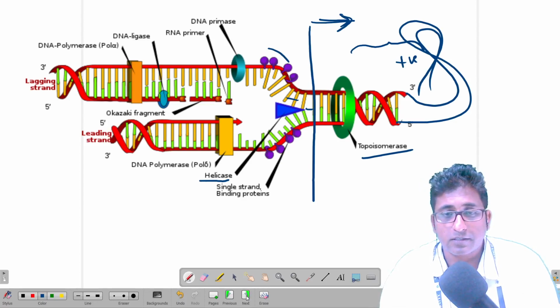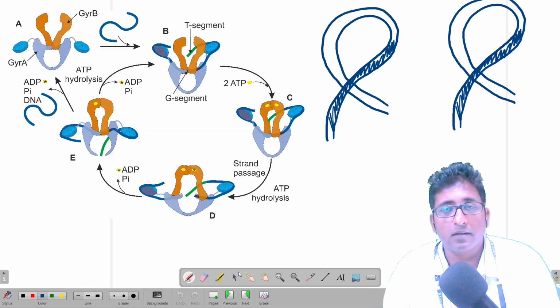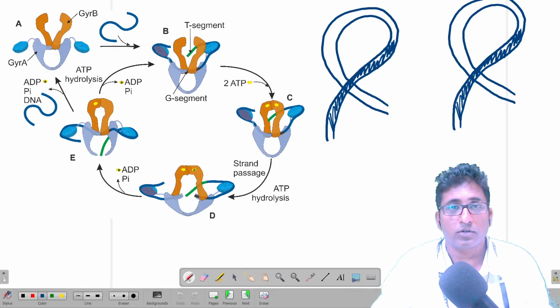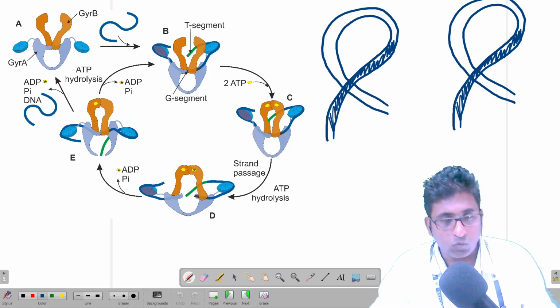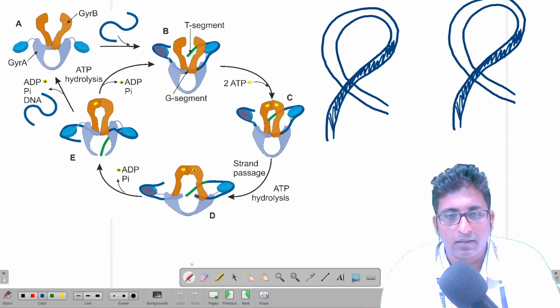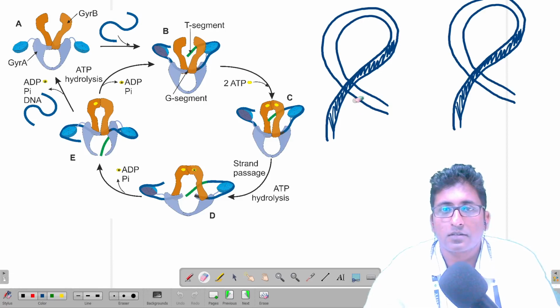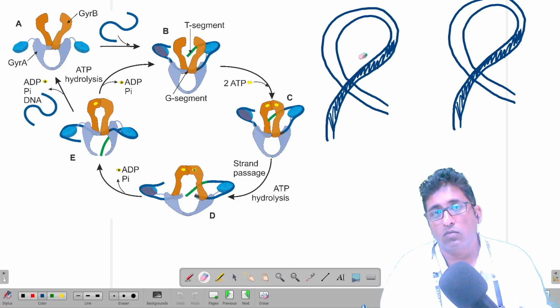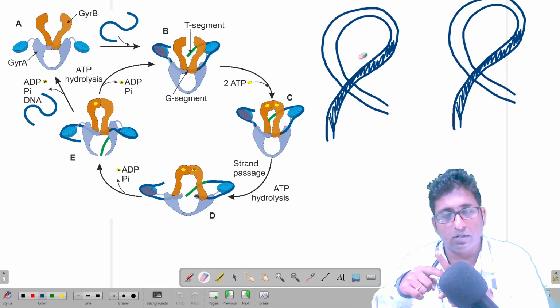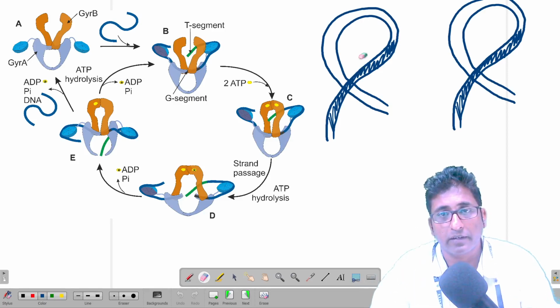DNA gyrase is an enzyme. It is a multimeric protein with two subunits, Gyr A and Gyr B. And what it does is something like this. So if this is a DNA molecule or double-stranded DNA, and one DNA, it is looped upon itself, something like this.